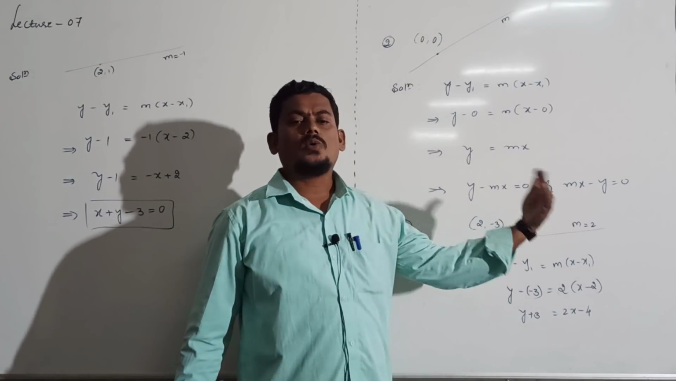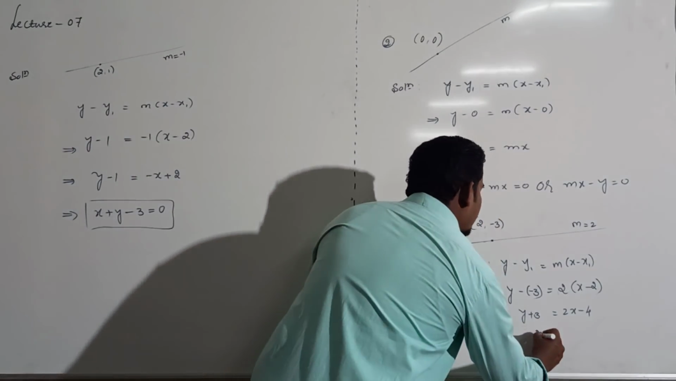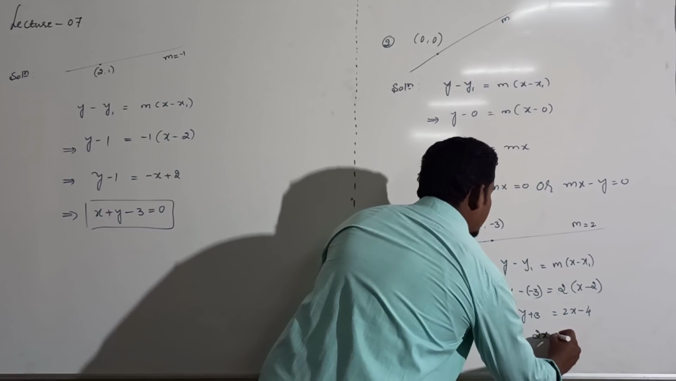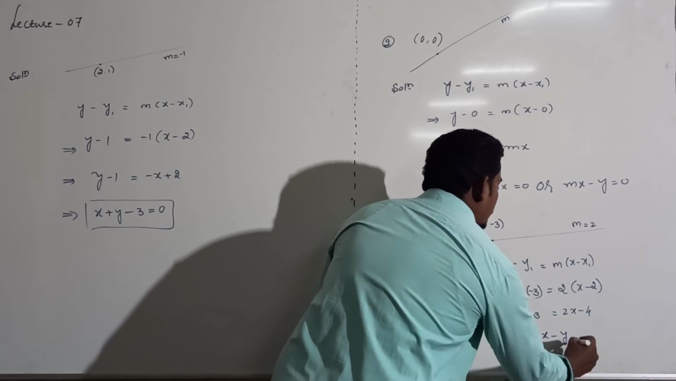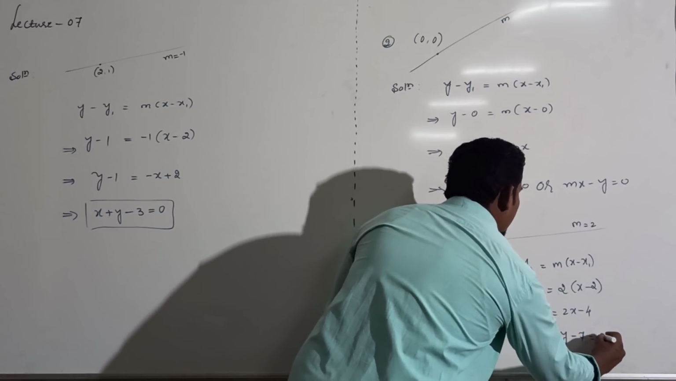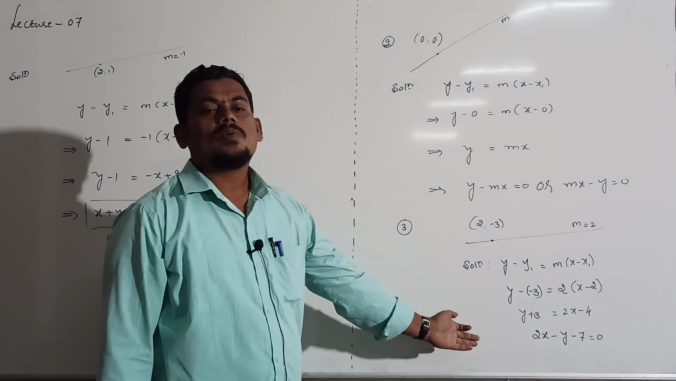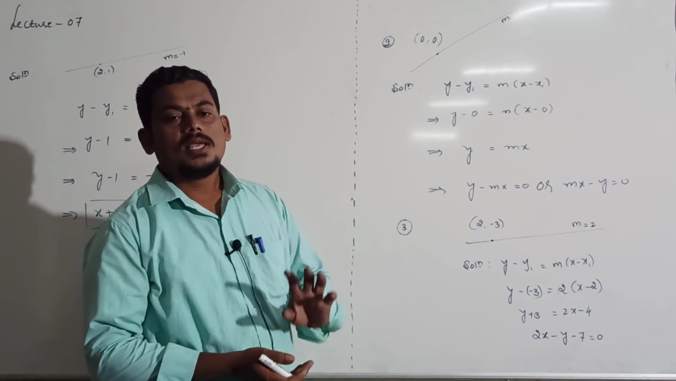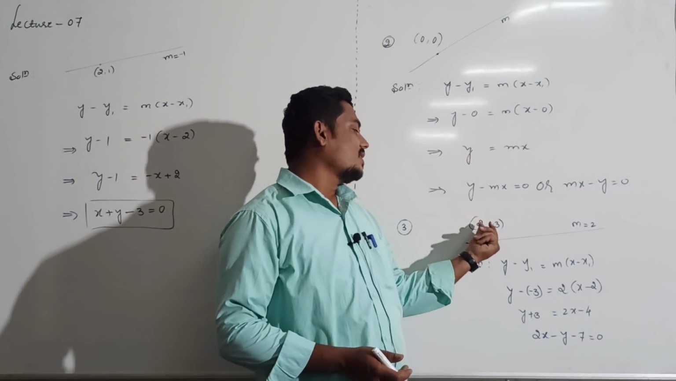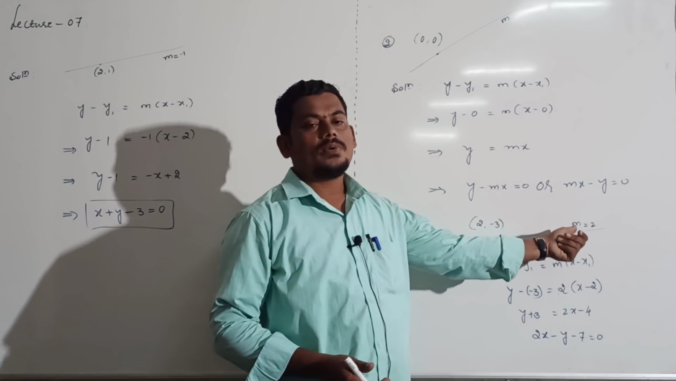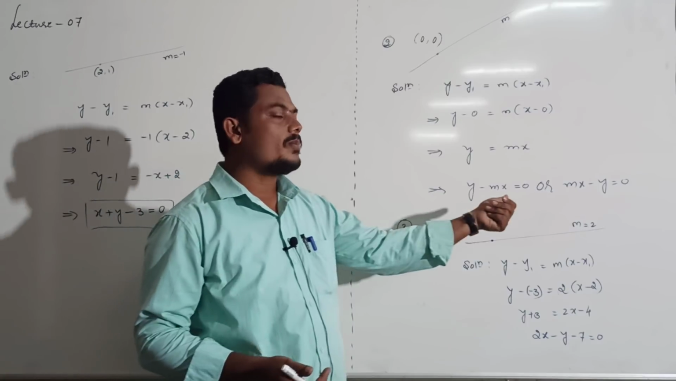Send y plus 3 to the RHS, or just rearrangement: 2x minus y minus 7 equal to 0. This is our required equation of the line passing through (2, minus 3) with slope plus 2, right?